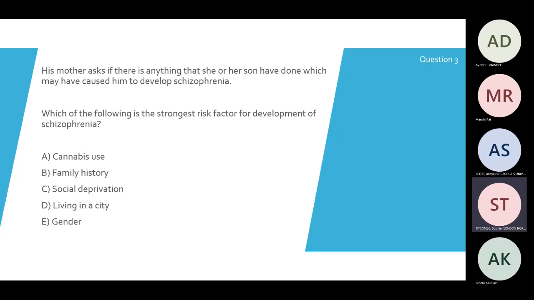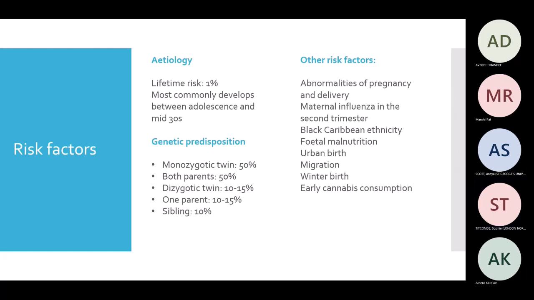So the correct answer to this one was B, family history. Obviously there is a number of risk factors for schizophrenia. The lifetime risk of any one of us developing schizophrenia is 1%. That basically means the chances of you getting it over your lifetime is 1 in 100. And if you're going to get schizophrenia, it's most commonly going to develop between adolescence and your mid-30s.